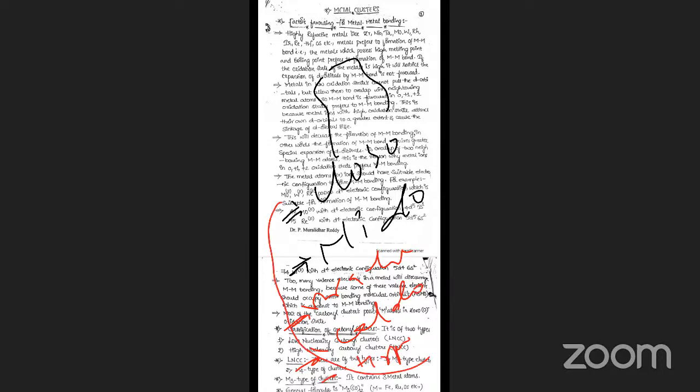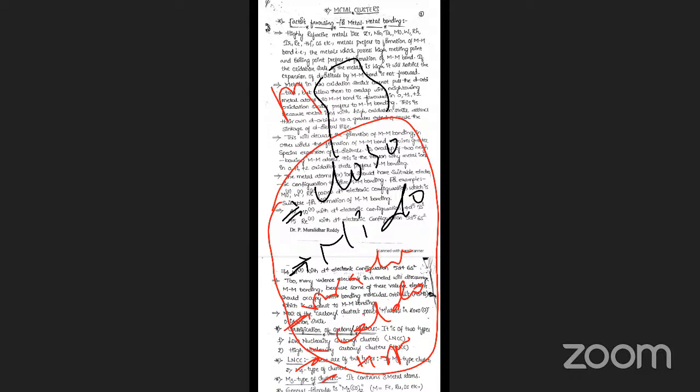Some metal complexes, some metal carbonyls are connected to one another, and the formation of one structural form. That structural form is known as a cluster. Okay. So, which type of carbonyls form clusters? Mostly high nuclearity carbonyls form clusters.